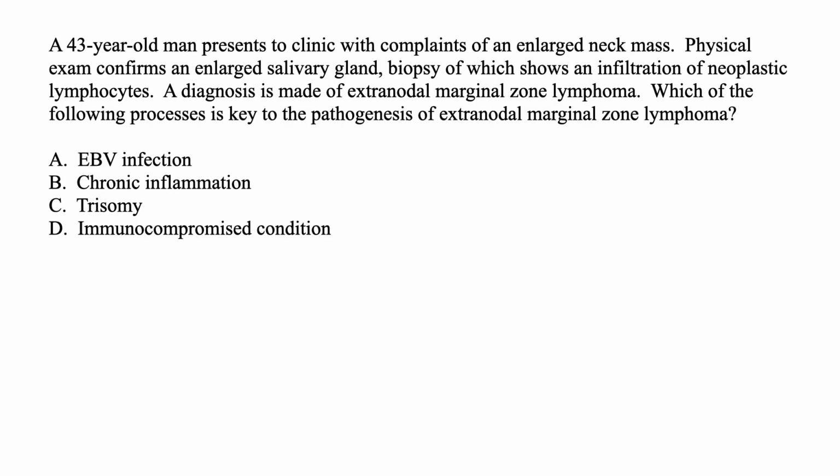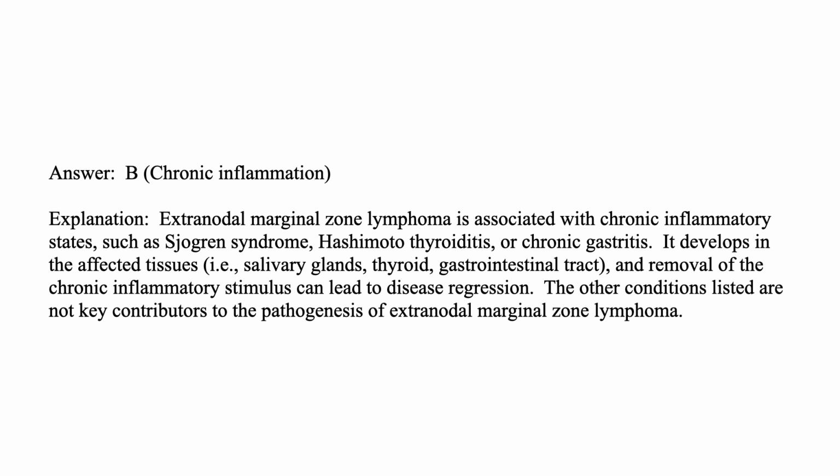Second question. It's giving you the diagnosis of extranodal marginal zone lymphoma. So it's a MALToma. That's chronic inflammation. So it's found in areas of chronic inflammation. With an enlarged lymph node, the person could have Sjogren's syndrome. There's the explanation.